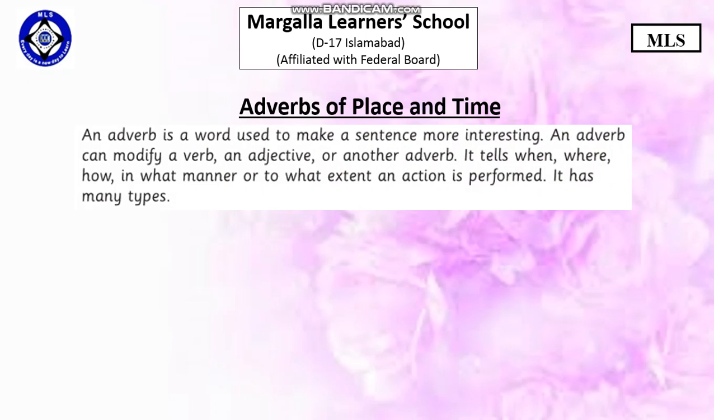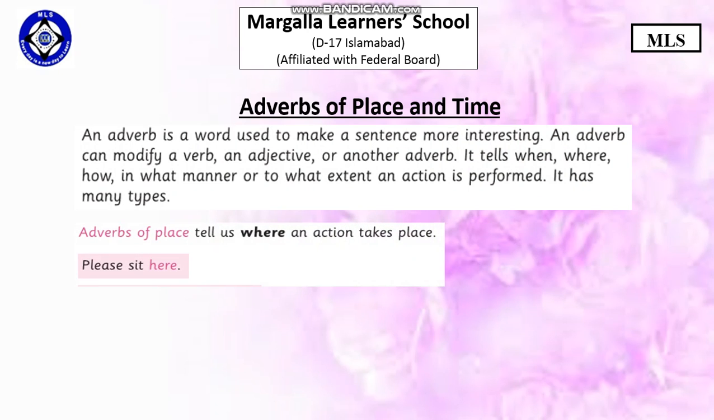It has many types. The first type that we're going to study is adverbs of place. It tells us where an action takes place. For example, please sit here. It is telling us to sit in a particular place. Now, read the rest of the examples by yourself.